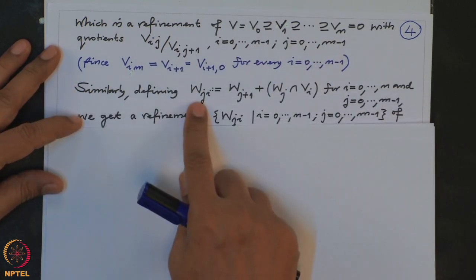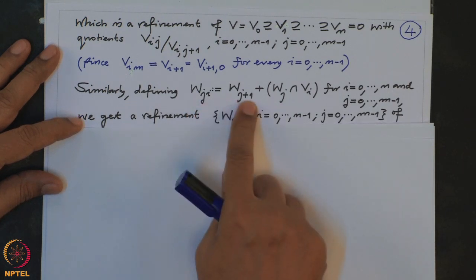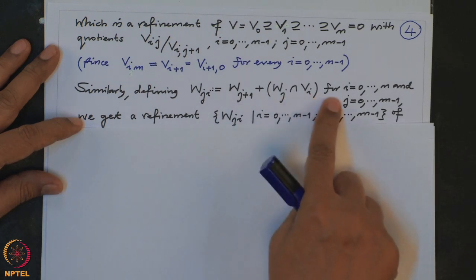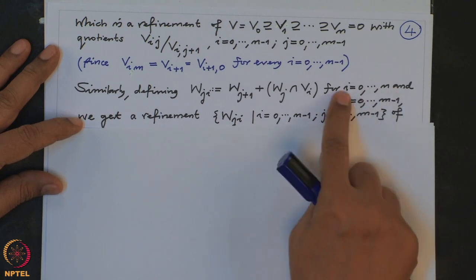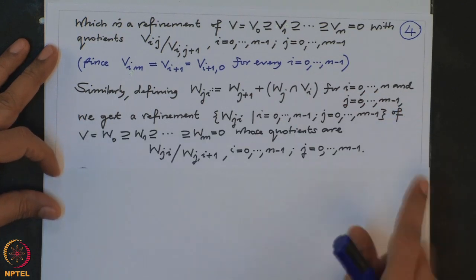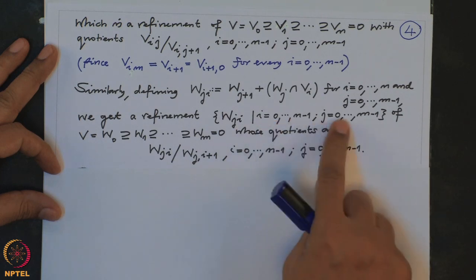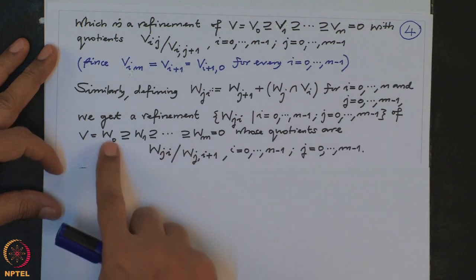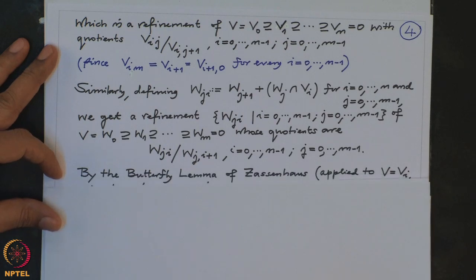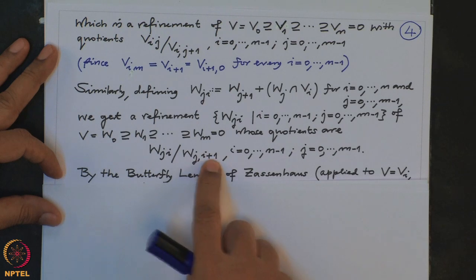Now, similarly, I can use the other sequence to define Wji equal to Wj plus 1 plus Wj intersection Vi, and I do this for i equal to 0 to n and j equal to 0 to m minus 1. So by the same way we get a refinement Wji, where i is running from 0 to n minus 1 and j is running from 0 to m minus 1, and the successive quotients are Wji modulo Wj, i plus 1.